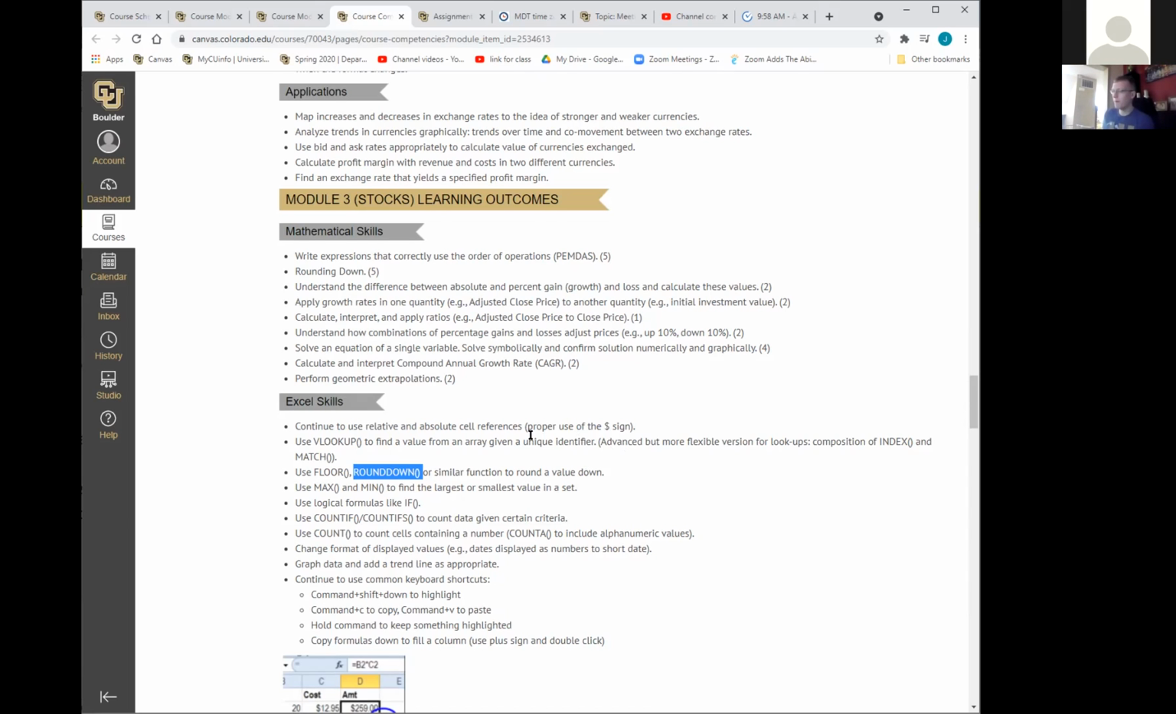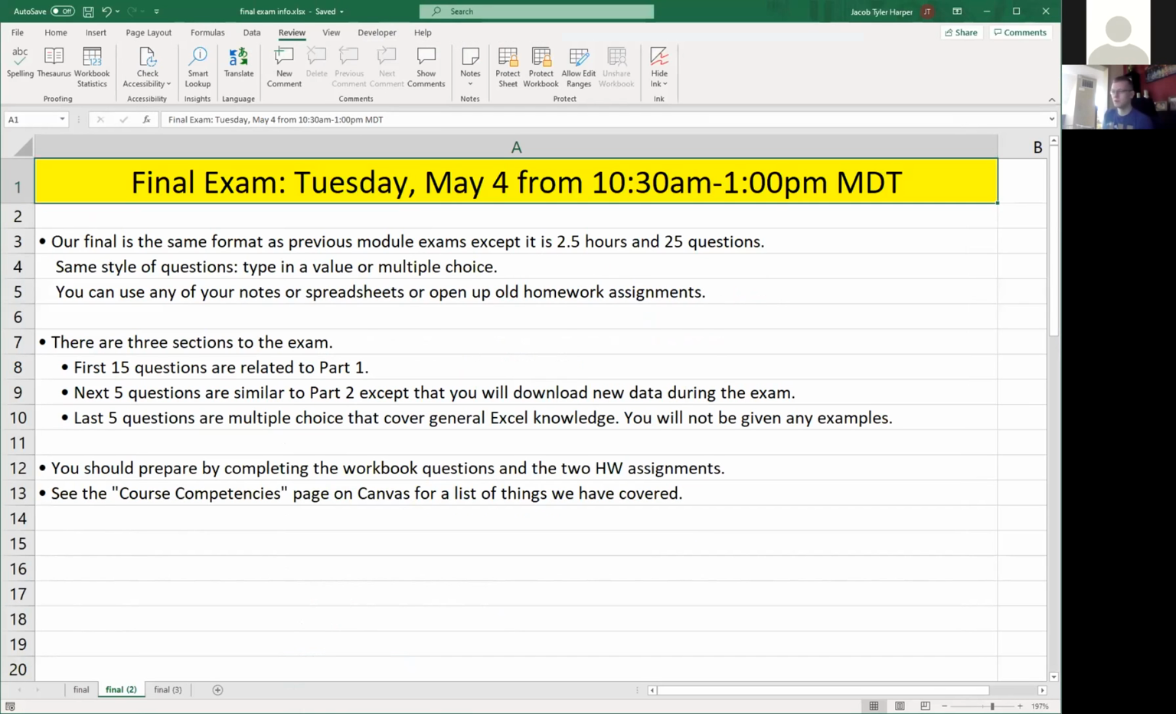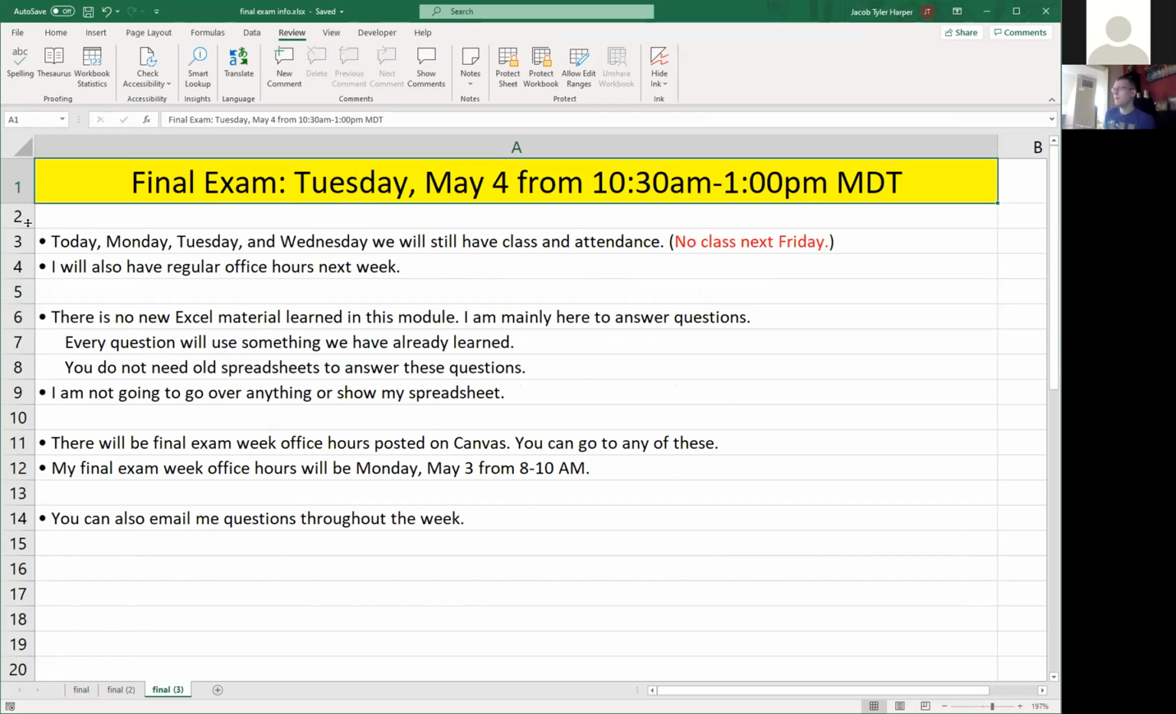So there's a few minor changes, but for the most part, this is a great place to look for things that we've covered this semester. Okay, what else? What are we up to up until that point?